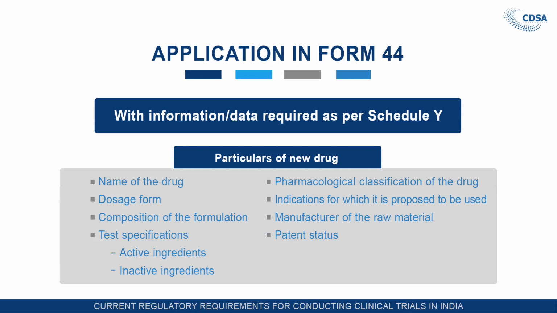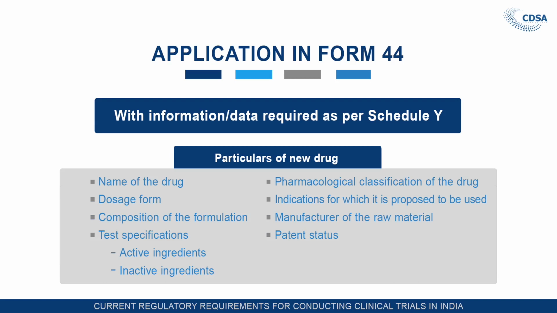What are the excipients, what are the diluents and the active constituent, that you have to mention. Test specification, what I have said, active ingredient, inactive ingredient, that also have to be submitted. Then pharmacological classification of the drug, and the indication for which the trial is proposed or the drug is to be proposed, that also has to be given.